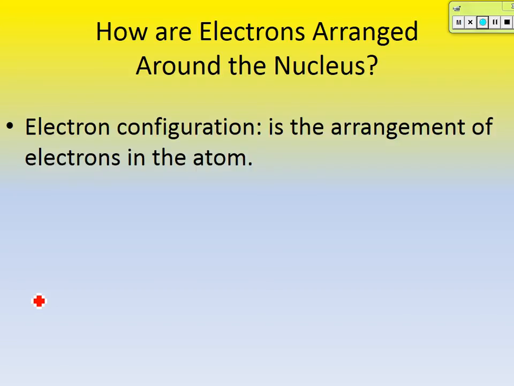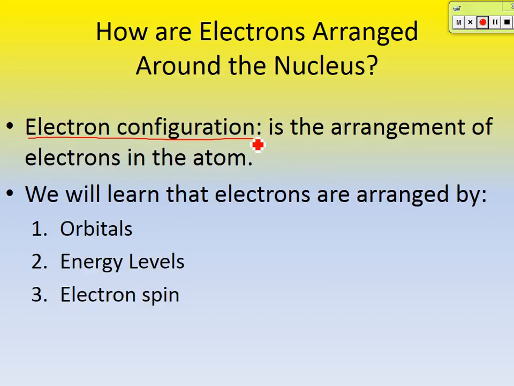Okay, so the concept that we're really going to focus on is called electron configuration. It's one of the vocabulary words for this chapter, and electron configuration is the arrangement of the electrons in the atom. It is a way for chemists to write down in a concise way how the electrons are arranged around the nucleus.